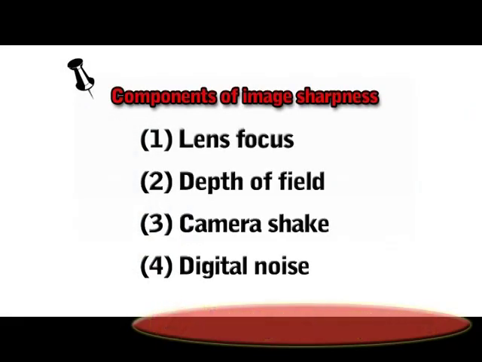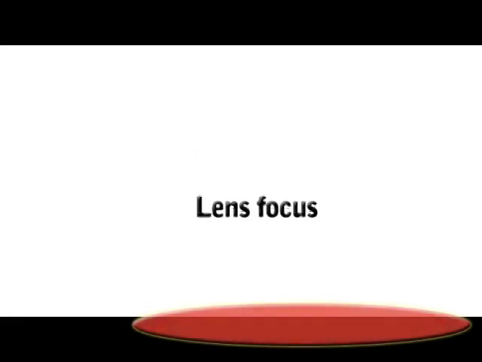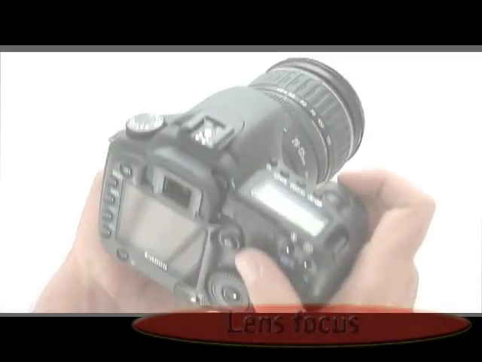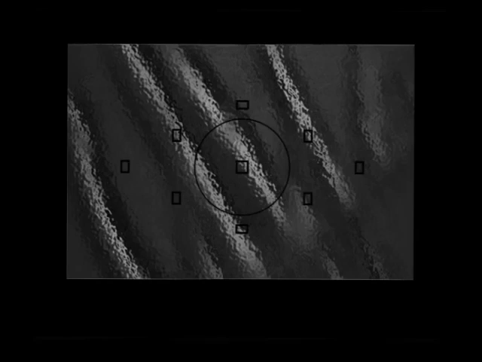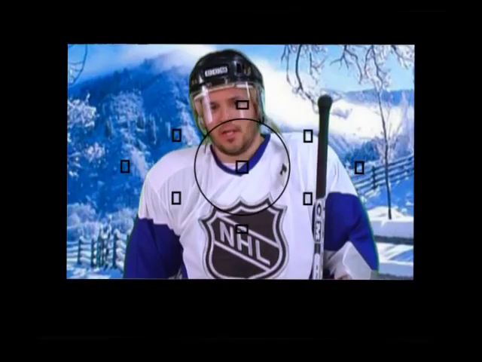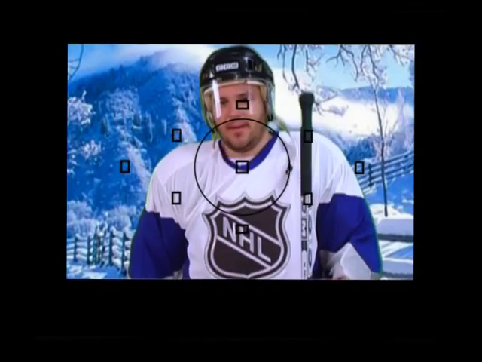Let's talk about lens focus. Sometimes the autofocus feature of your camera will have problems, particularly in situations where there is low contrast, highly reflective or bright objects and backgrounds, or overlapping objects at different distances.